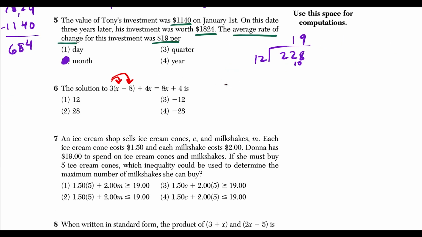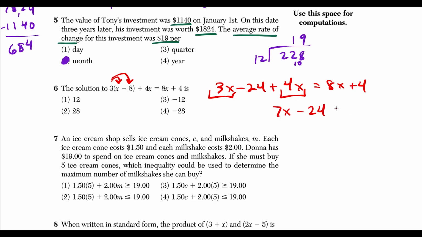So distribute the 3, and you got 3x minus 24, and then we've got the plus 4x equals 8x plus 4. So first thing we could do here is just combine like terms. 3x plus 4x will make 7x. And we have 7x minus 24 equals 8x plus 4. Next up, we could just do minus 7x on both sides.